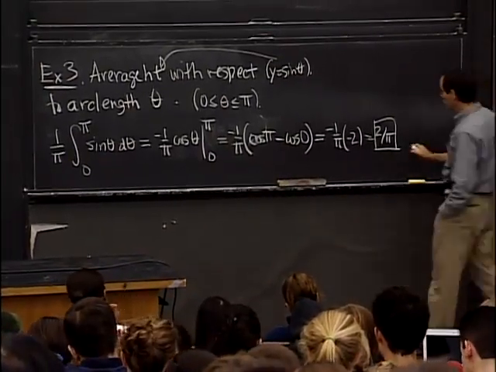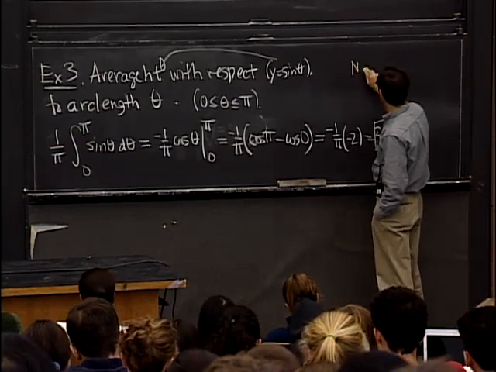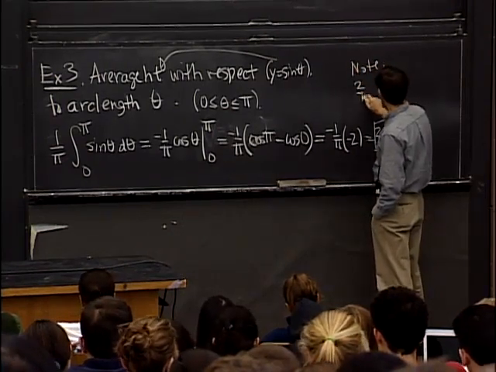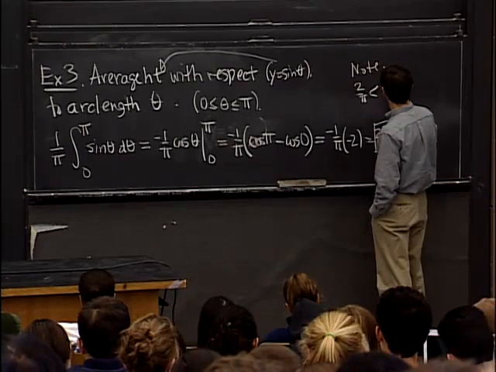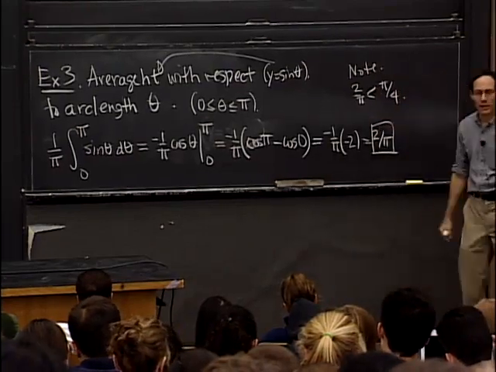Just a second. And sure enough, if you check it, you'll see that 2 over pi is less than pi over 4 because pi squared is bigger than 8.